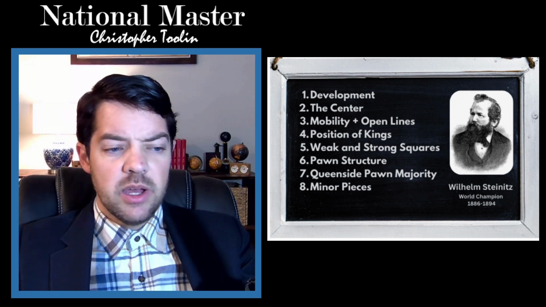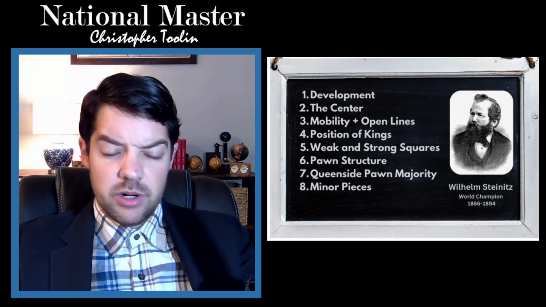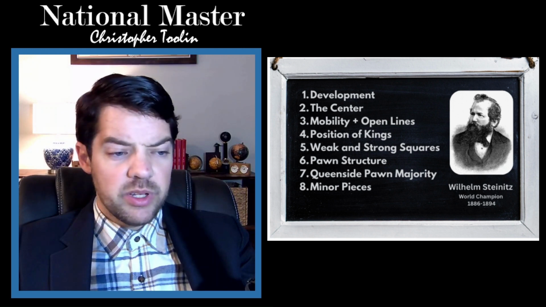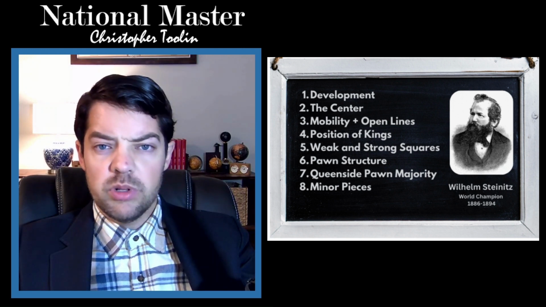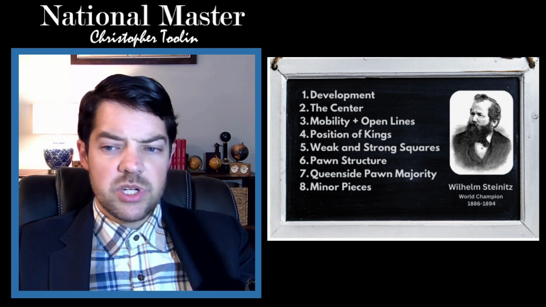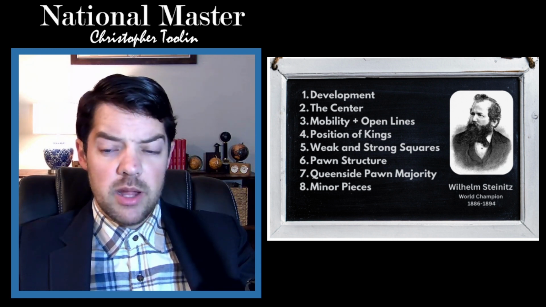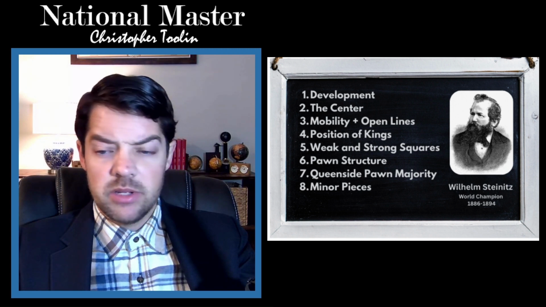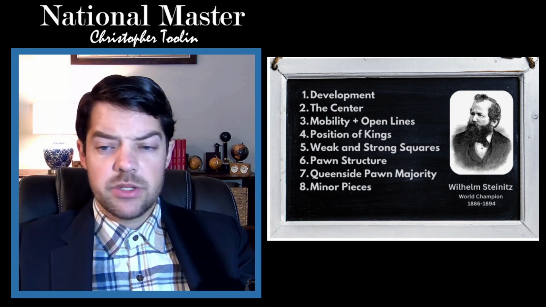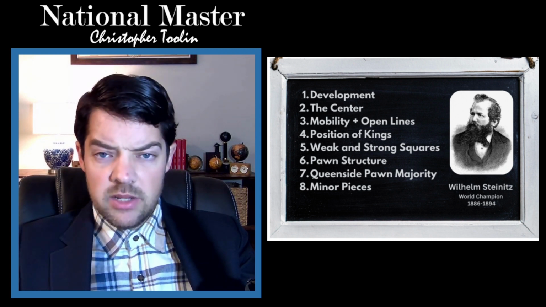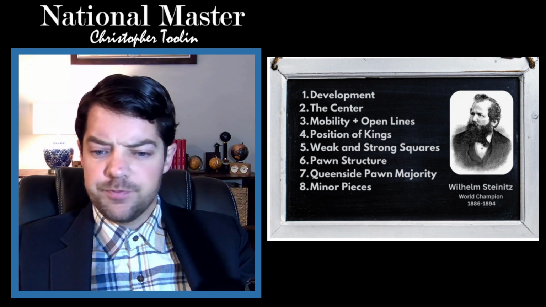Who has a better likelihood to start an attack? Who has an open file, an open diagonal? How mobile are your pieces is usually a good indicator how you're doing. Number four, position of the kings. Where are they? Are they in the center? Are they about to castle? Queenside, kingside. If they didn't castle, are they safe? What's up with the kings? Nothing is more important in chess.